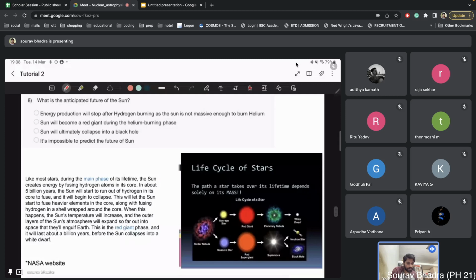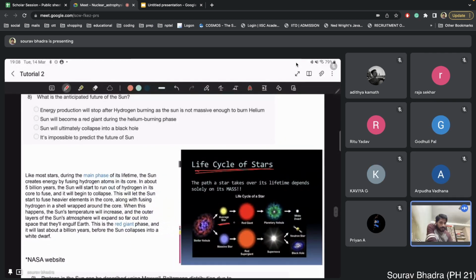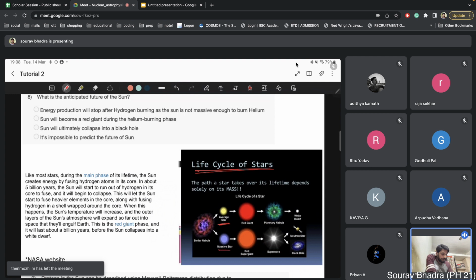Now, one question: what is the anticipated future of the Sun? These are theoretical questions, so I have put some theoretical writing which I found on the internet. The life cycle of stars depends on the mass of the star. Here you can see there are two life cycles. This was the planetary nebula, the birthplace of a star. Then there is the average star and the massive star. Massive means greater than 8 to 10 solar masses, and an average star means a solar mass star.